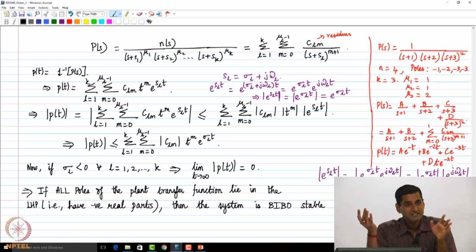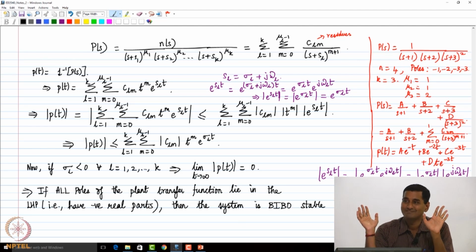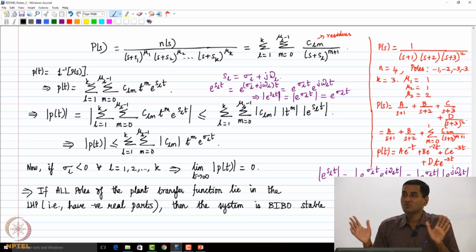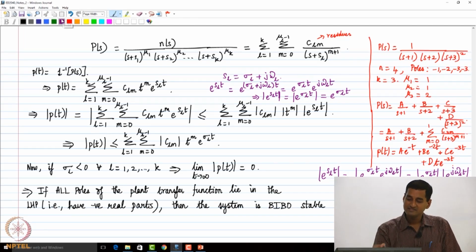Because if I say that for BIBO stability all poles being in the left of the complex plane is necessary, then I can say that even if one pole lies in the right of the plane, the system is unstable. With this statement alone I cannot show that. Let's look at this derivation. If you tell me I have a system where one pole is in the right of the complex plane, what conclusion can I draw from this derivation? Nothing. Why?